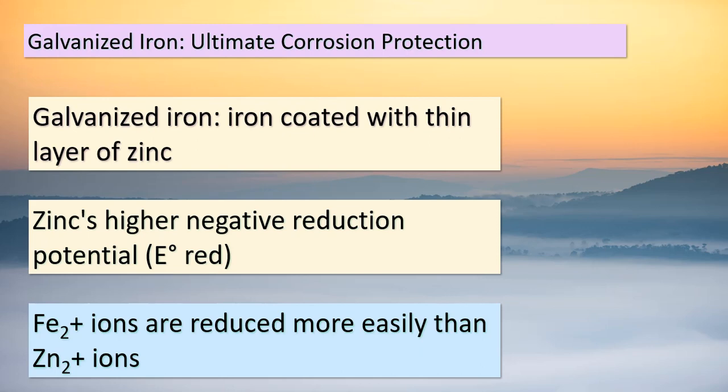The reduction potential of zinc, its standard electrode potential, is more negative compared to that of iron. This means that when exposed to oxygen and water, zinc gets oxidized more readily than iron. As a result, even if the zinc coating is damaged, it acts sacrificially by corroding instead of the iron itself.